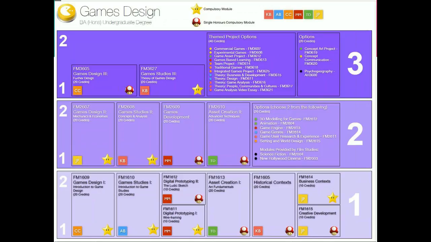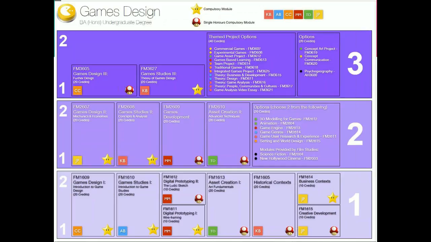Then we have, for single honors, a compulsory historical context module, where you get a bit of history about the British game industry in particular. That gives you some context to where we are today. Then you have business context, which teaches you CV writing, interview skills, the practical things that you need to know to have a career in the industry. And finally, business context is compulsory for everyone. So if you haven't worked it out, the stars mean it's compulsory for everyone. So that means joint honors.